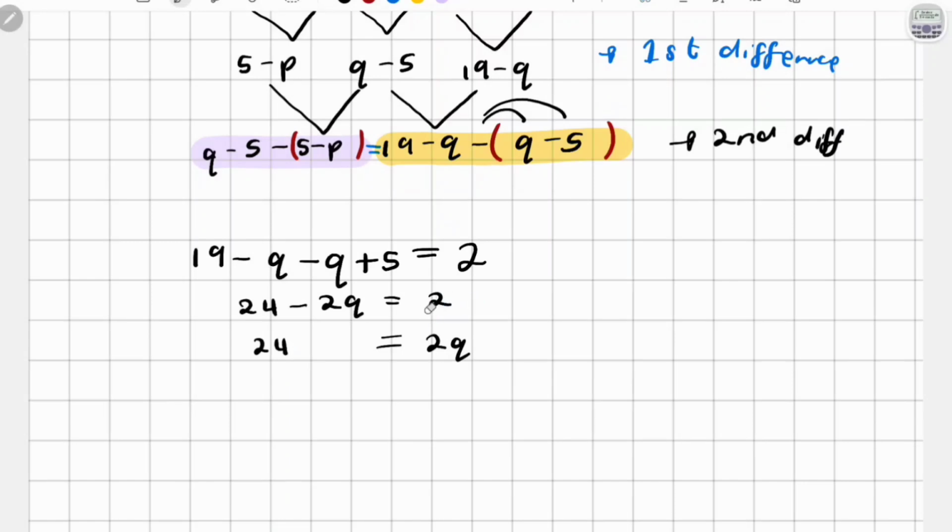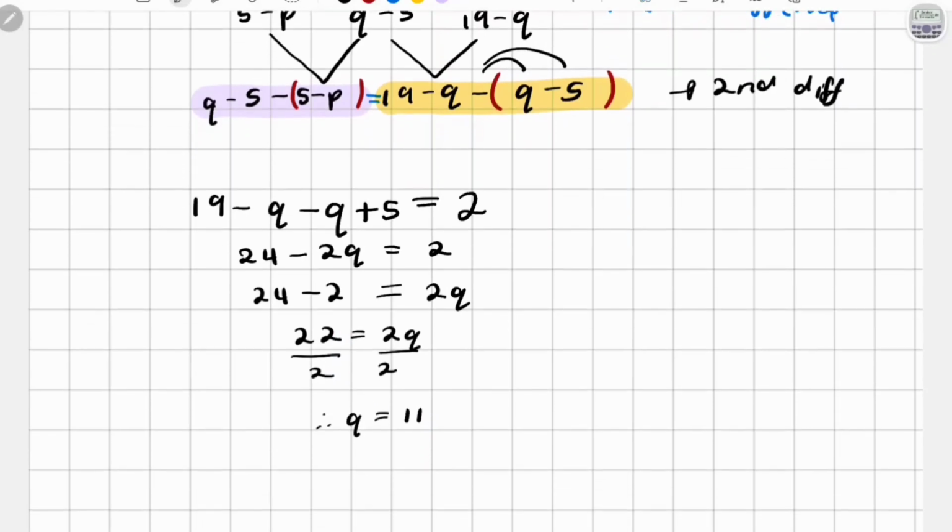And I'm taking this 2 over, and that becomes a negative 2. So really we just have 22 is equal to 2q. Then if you divide both sides by 2, it means that q is actually equal to 11. 22 divided by 2 is 11. Okay, so there we found q.